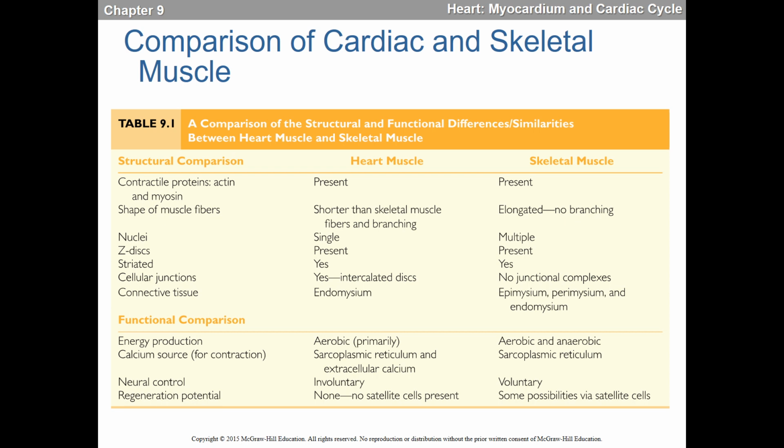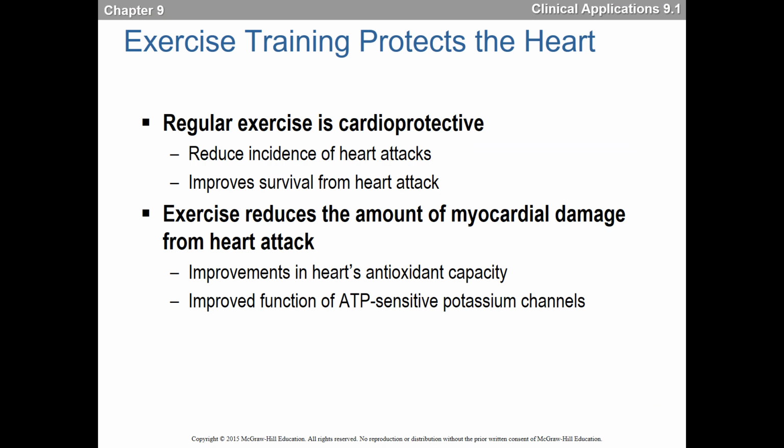And some functional properties are that they are almost entirely aerobic. They get calcium not only from their sarcoplasmic reticulum, but also extracellular calcium. That's the sodium-calcium exchanger that I was talking about. Also, neural control seems to be more involuntary, which makes sense. We want that to happen. And for regeneration, not really satellite cells, but skeletal muscle does have satellite cells.